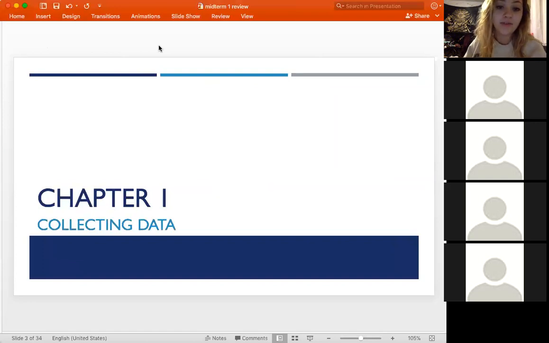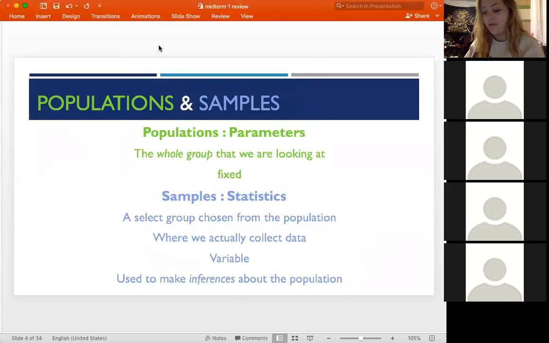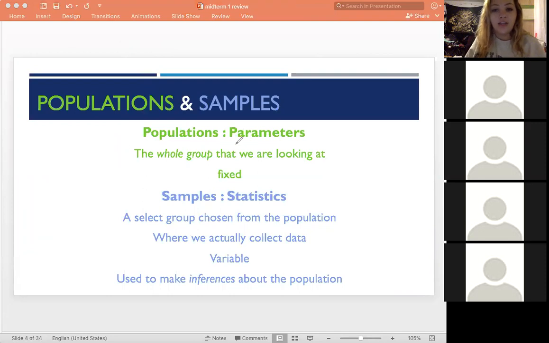We're starting with chapter one. Chapter one, collecting data. The hardest chapter of them all. I hope not, actually. So, all right, remember, when we started talking about statistics in the beginning of the semester, we made sure to understand the difference between populations and samples. So populations are fixed.